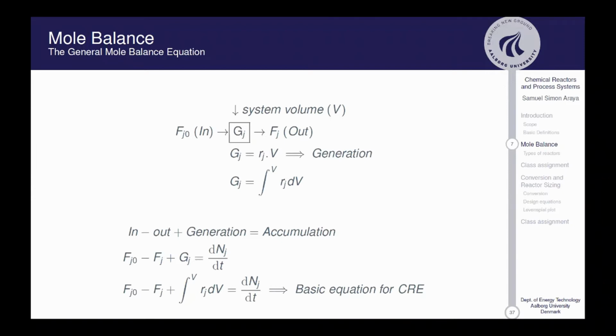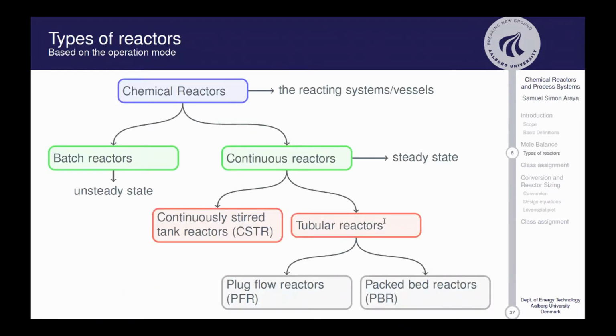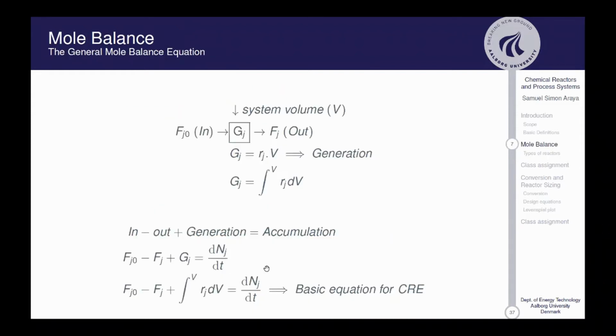If moles of it are entered into the reactor, and then how much of it is going to go out, and how much of it is going to be accumulated and generated because of the reaction. Okay, so this is basically our basic equation of chemical reaction engineering. And then we can talk about the different types of reactors to which this is universally applicable.